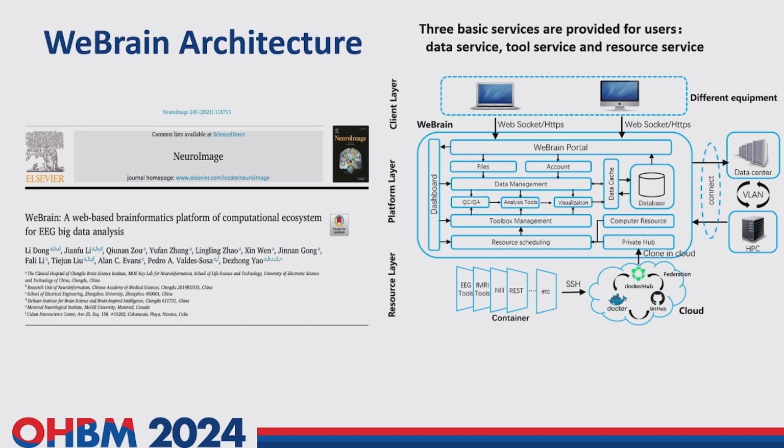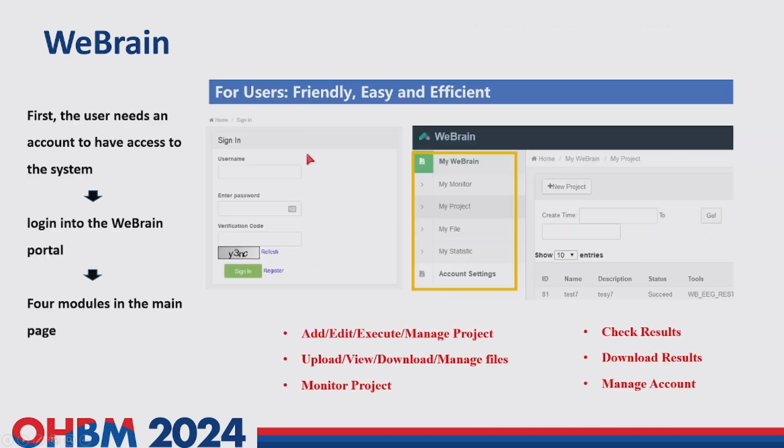Technically speaking, WeBrain integrates computing resources and computing techniques, such as distributed computing, the database, and the Docker technique, with complex EEG data analysis. This integration can standardize the processing of complex EEG analysis and promote scientific research specifications.